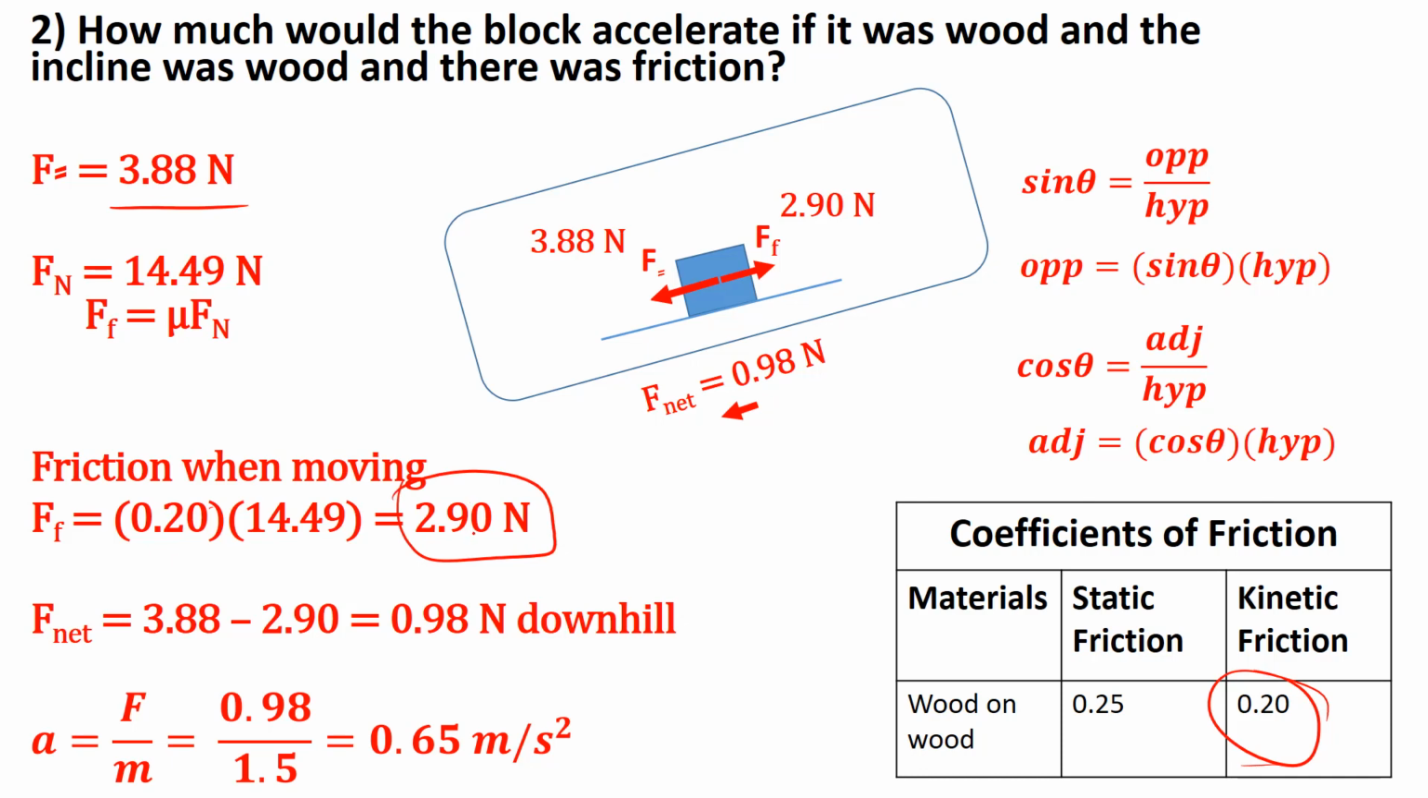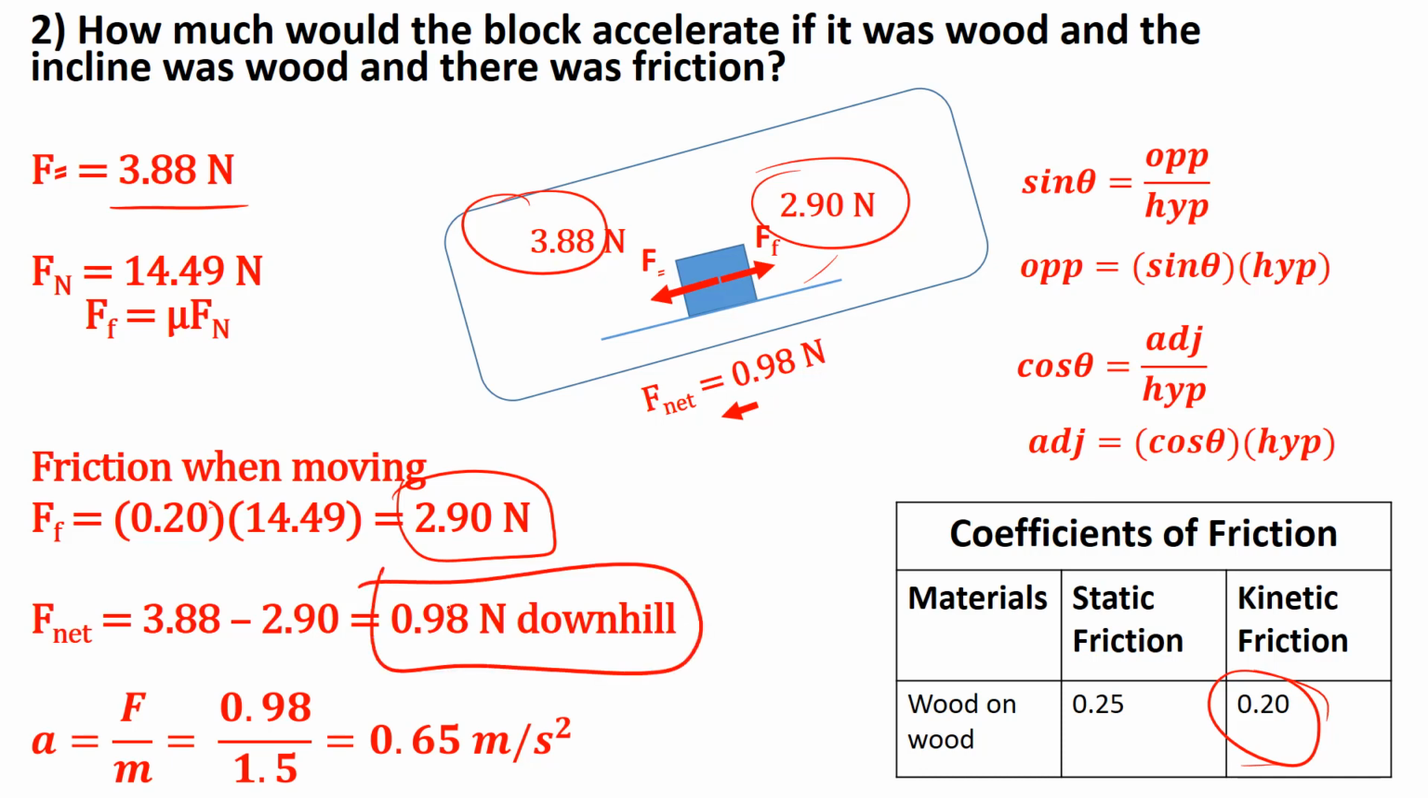Well, that 2.90 is the force back. And we have our force back right here, our force of friction. We have that 3.88 newtons going down the hill. And so now we have to figure out our net force. So we take these two into account, our force down the hill minus our force up the hill. I'm calling my positive down the hill. And I get 0.98 newtons down the hill. So this is the actual net force that's going to go into acceleration.